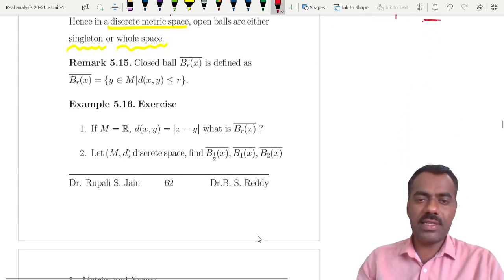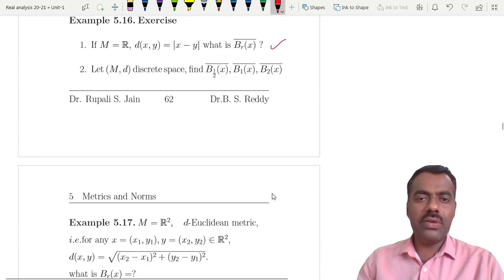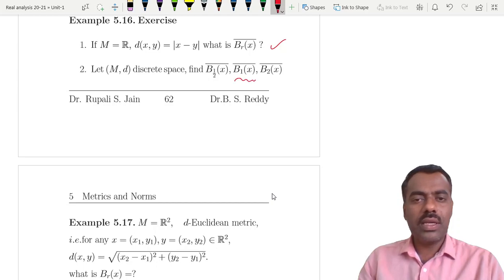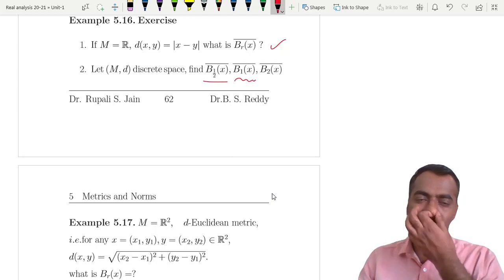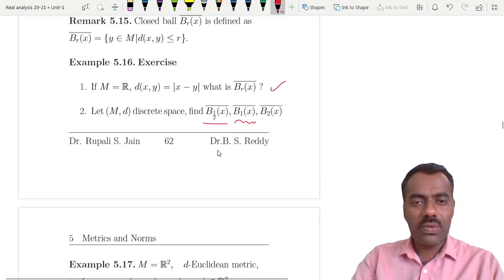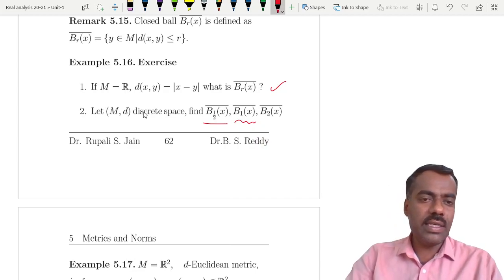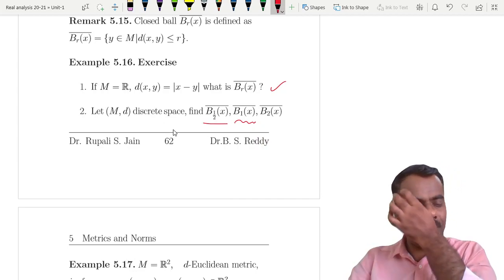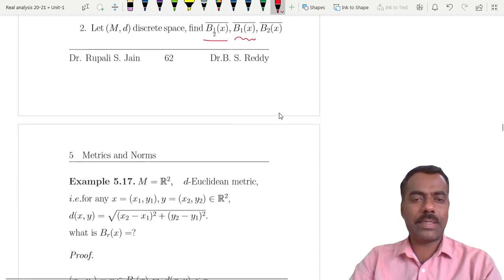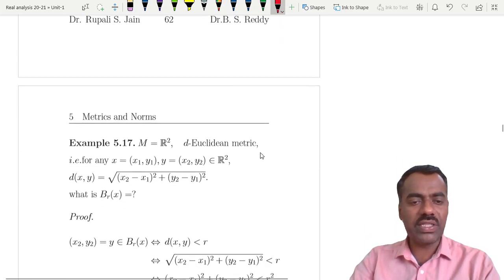It's an exercise. Just check that what you get here should be a closed interval, and try to find what these are. Make sure that when you check this one, you may get a little difference right here, and this one must be the same as the previous one, and so on. So just try to find all the closed balls for different values in a discrete metric space, right? If you have any difficulty, you can always ask me, but you should try it yourself.